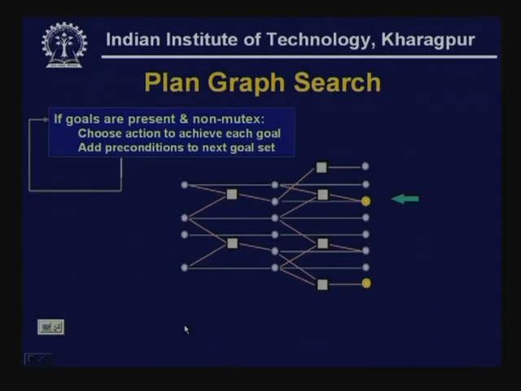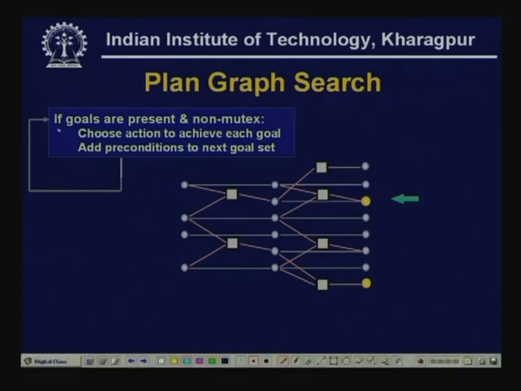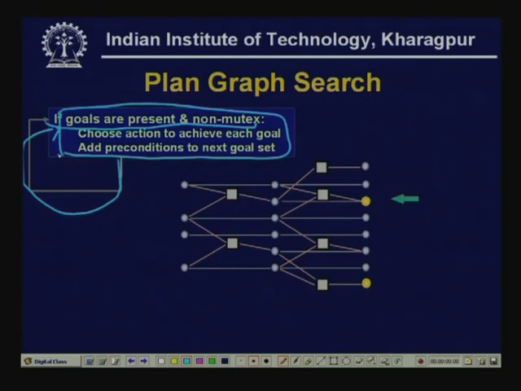So, in the planning graph search, we are basically going in a loop. If goals are present at the current level and they are non-mutex with each other, we choose an action to achieve each goal and add preconditions to the next goal set at the previous level, and then we continue recursively until we find a solution. This is what we execute in the different phases.